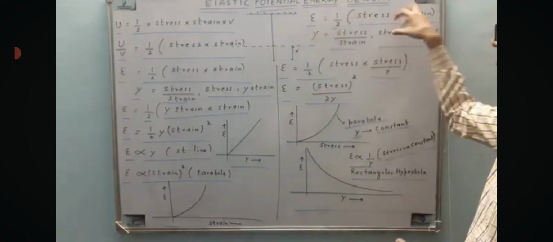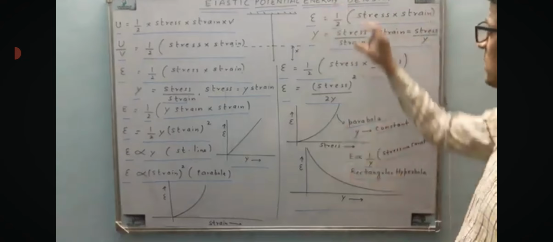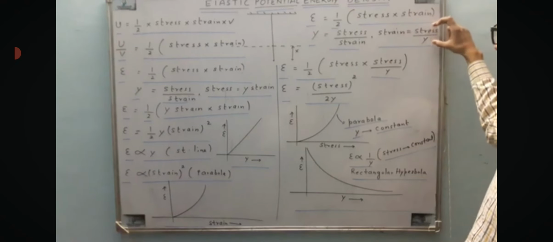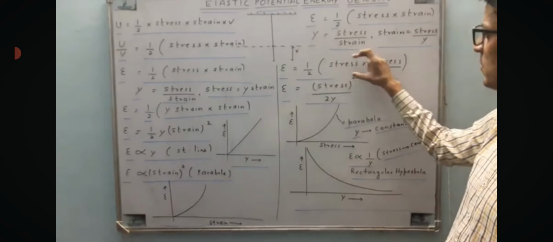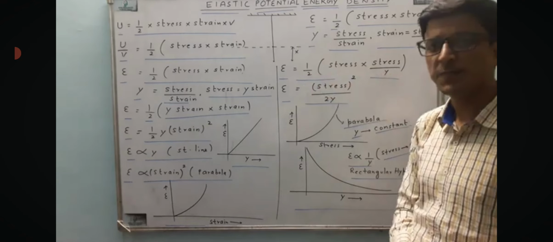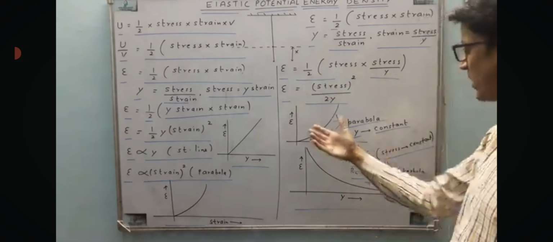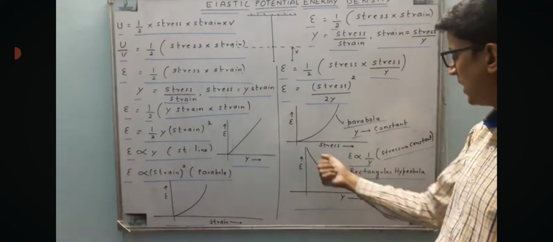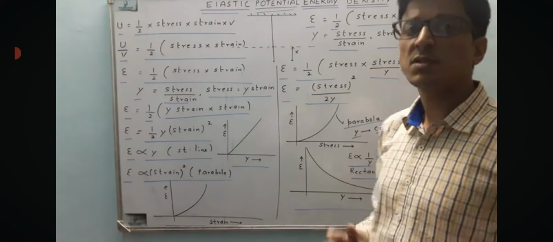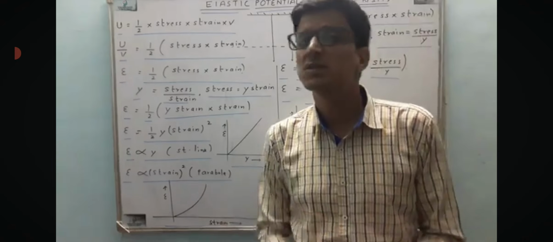Now it can be expressed in other terms. E is equal to half into stress into strain. Strain can be written as stress upon Y. So E is equal to half into stress into stress by Y, that is, E is equal to stress squared by 2Y. So if we draw the curve between E and stress, it will be a parabola, and between E and Y, it will be a rectangular hyperbola. So these were some of the terminologies showing how things can be related.